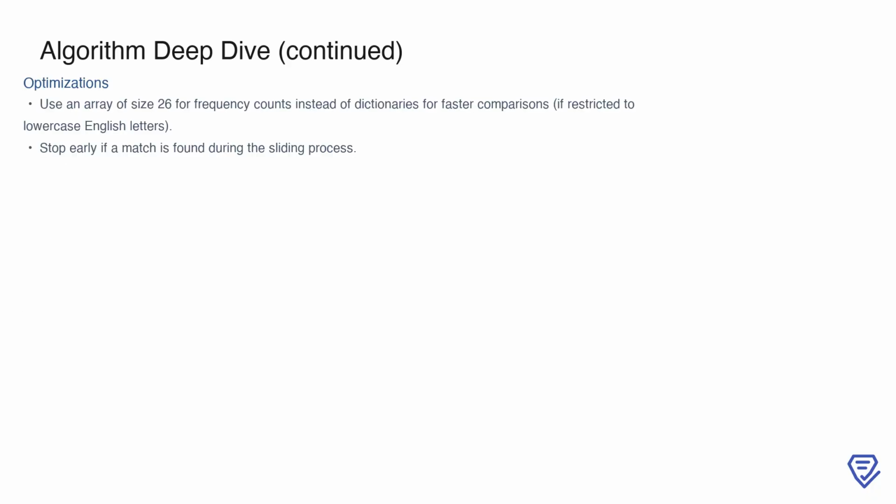To further optimize this solution, we can replace the frequency dictionaries with arrays of size 26, where each index corresponds to a letter of the alphabet. This makes comparisons faster since arrays can be compared directly in constant time. Additionally, we can stop processing as soon as we find the first match during the sliding process, avoiding unnecessary calculations. These optimizations make the algorithm even more efficient, especially for larger inputs. By leveraging the sliding window technique, character frequency matching, and these optimizations, we achieve a solution that is both elegant and performant for the problem of finding a permutation of one string within another.